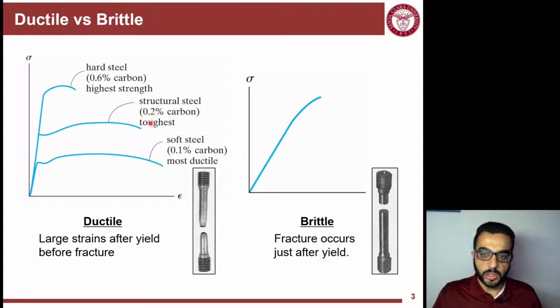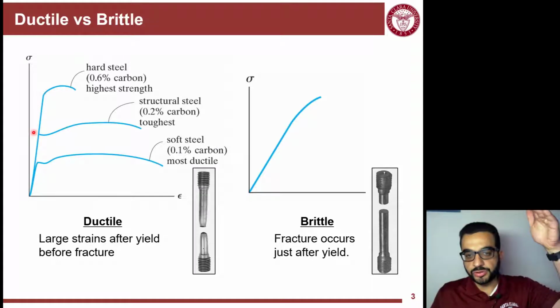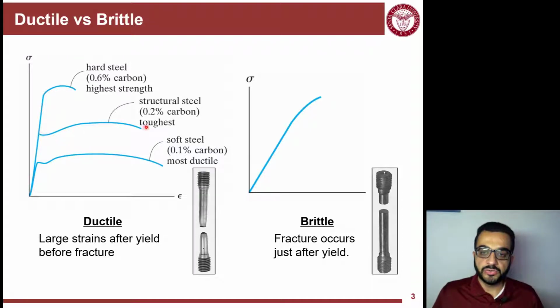With structural steel, add more carbon and you push the proportional limit higher, but the downside is you make it a little brittle. Add more carbon to get a hard steel, which is more brittle compared to the ductile soft steel. One thing we can see here in the hard steel is that we can differentiate between the ultimate stress and the breaking or fracture stress. In some other brittle materials, you cannot differentiate between ultimate and fracture, so the fracture happens right away or pretty close to the ultimate stress.